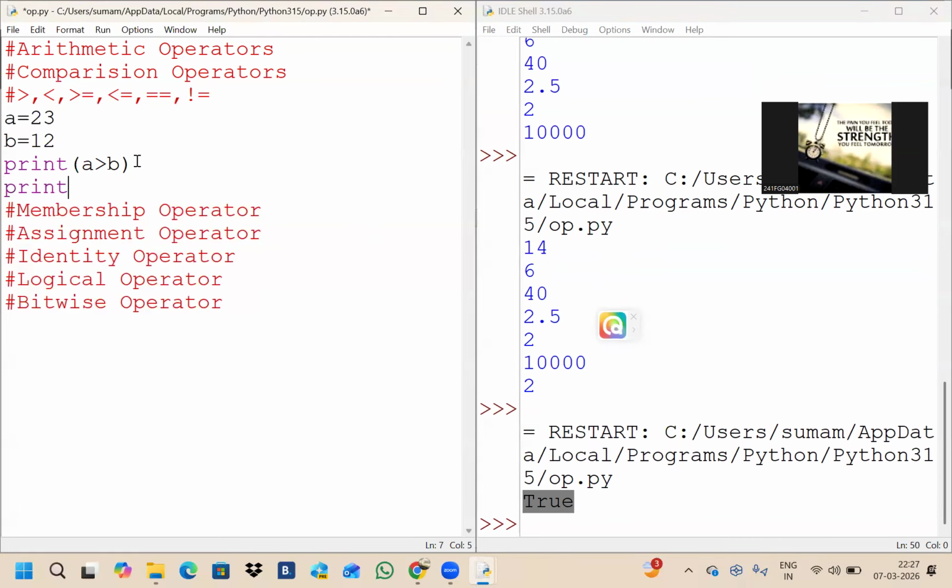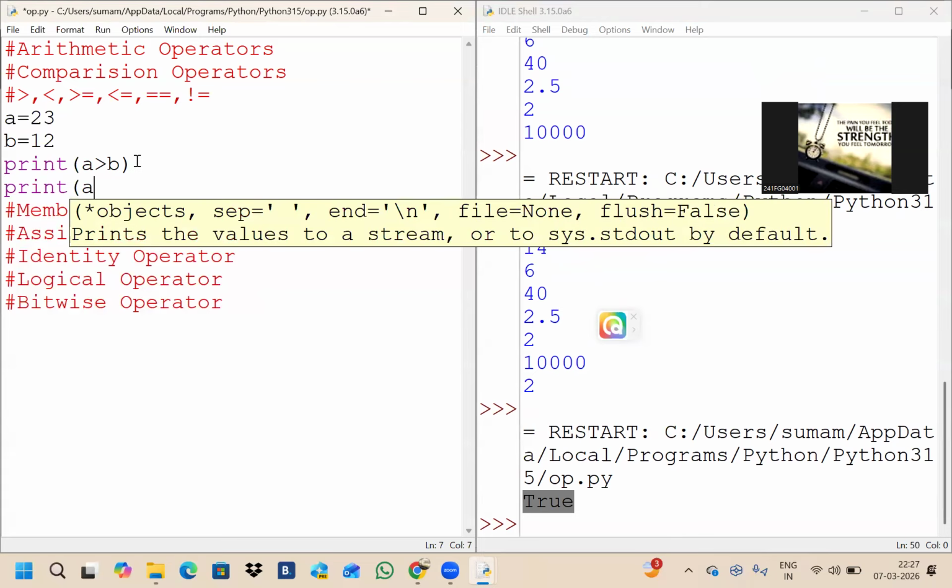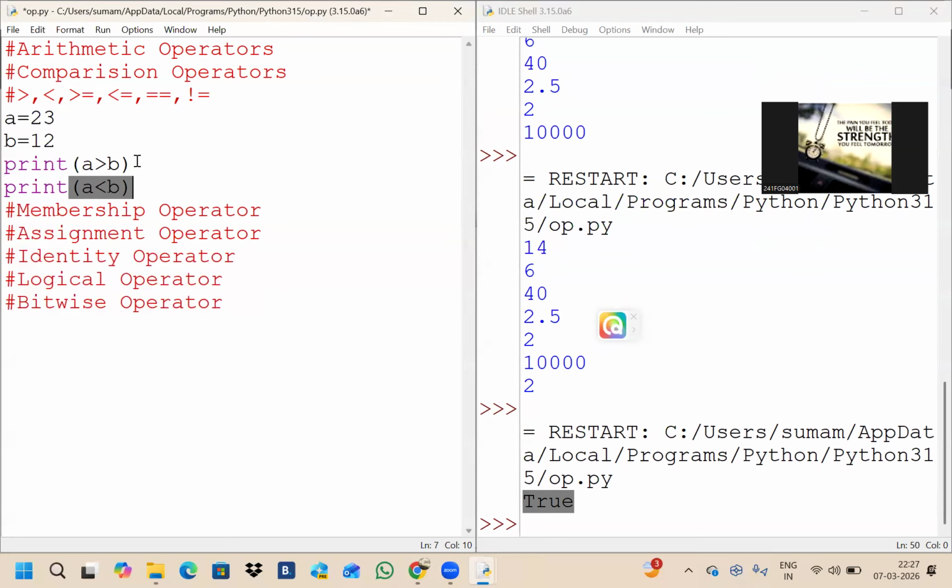Now print of A less than B. That means your A value is 23, B value is 12. That means 23 is less than 12. Then which result are you getting? False. So like that.